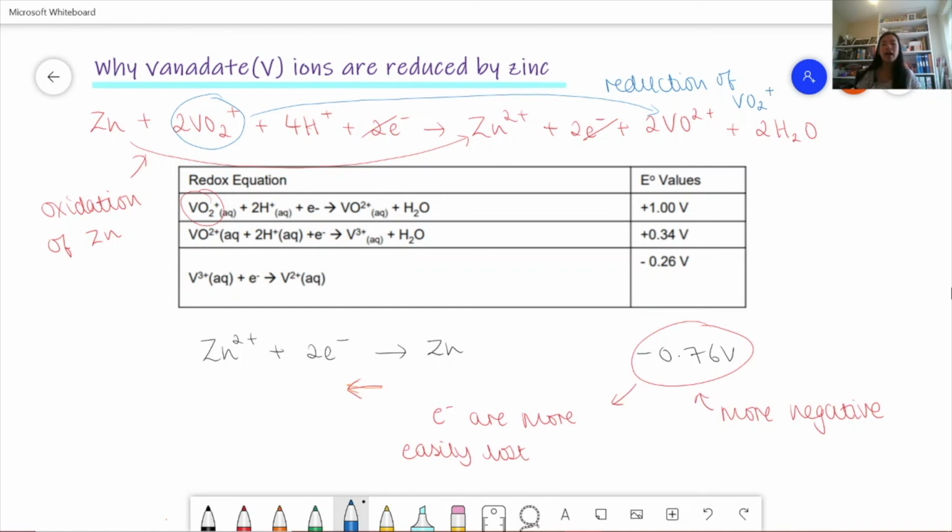And so the general thing is that because the standard electrode potential of this zinc Zn2+ half cell is a lot more negative than all of these standard electrode potentials for the vanadium species, that means that it will reduce all of these vanadium species until we finally get to V2+.